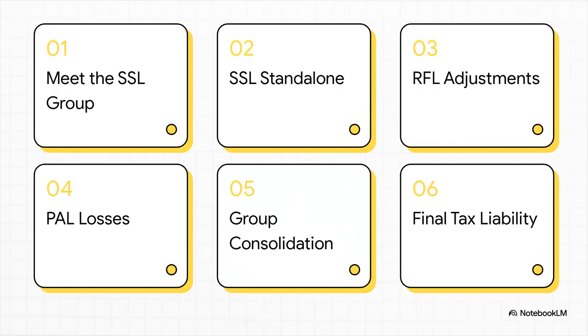So here's our roadmap for this explainer. 1. Meet the SSL Group. 2. SSL standalone adjustments. 3. RFL depreciation and sales. 4. PAL navigating losses. 5. Group consolidation. And finally, 6. Final tax liability.